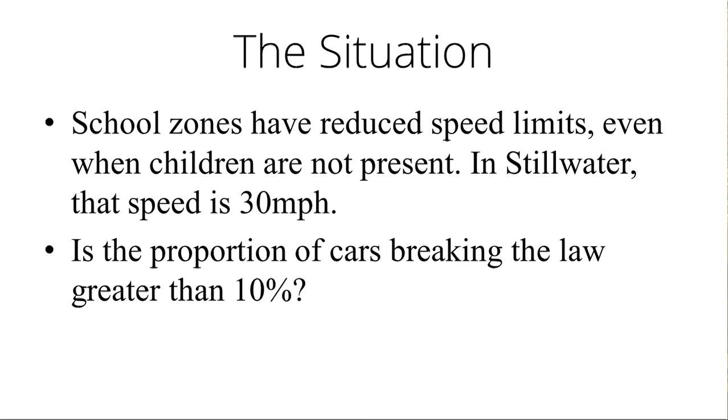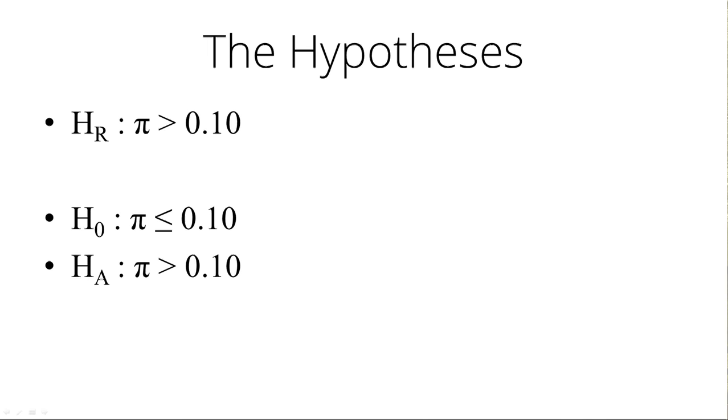So thinking about this, here are the hypotheses. The research hypothesis is that pi is greater than 10%. Pi is used because it's a proportion, p for pi, p for proportion, and it's the population proportion. So we're using a Greek letter because it deals with the population. Because there's no equals part, that also makes it the alternative hypothesis. Since pi greater than 10% is the alternative, the null is going to be the opposite of that. The opposite of greater than is less than or equal to.